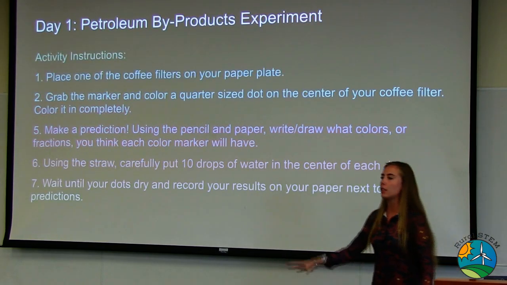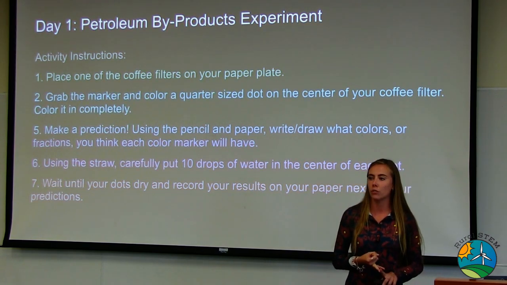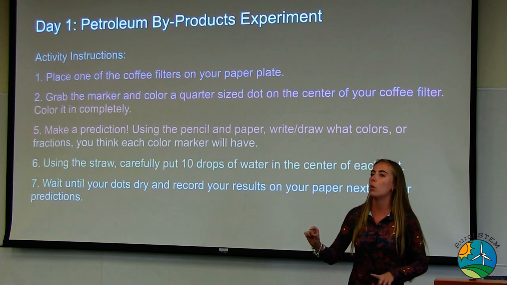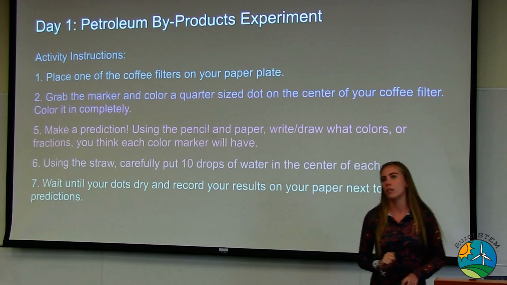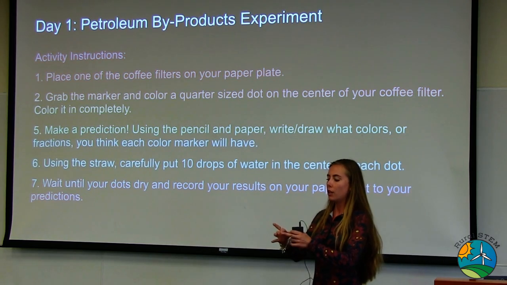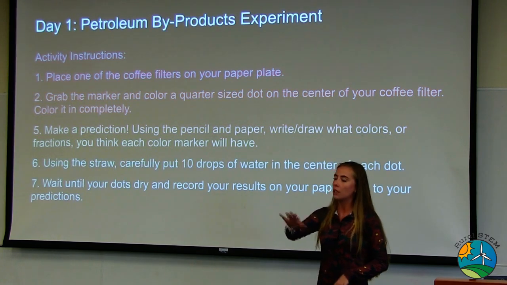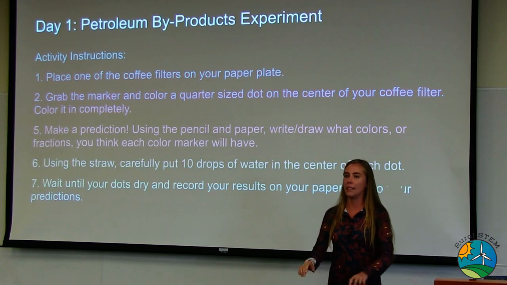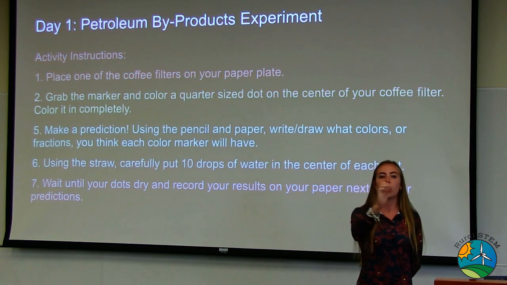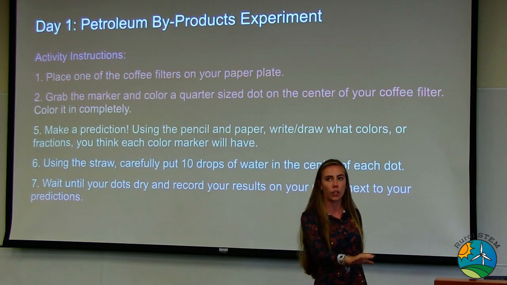So, day one, on your desk, you should have a paper plate, a marker, a plastic cup with a little bit of water, and a straw. What you are going to go ahead and do is place the paper plate on the table with your coffee filter laid out in the paper plate. Try to make it nice and level and flat. Go ahead and grab your marker. The camera can't see this, but every single station has a different color marker.